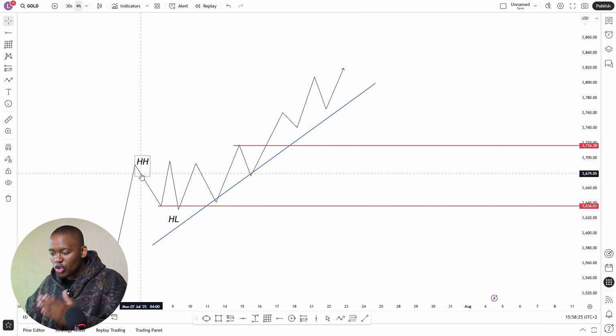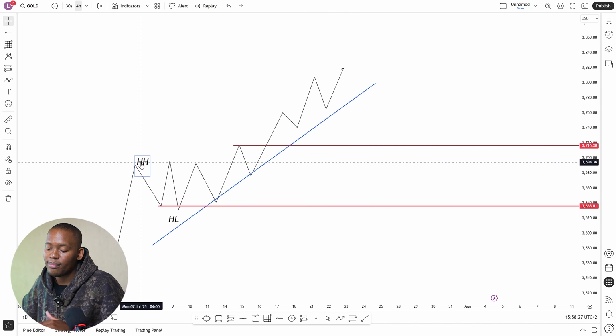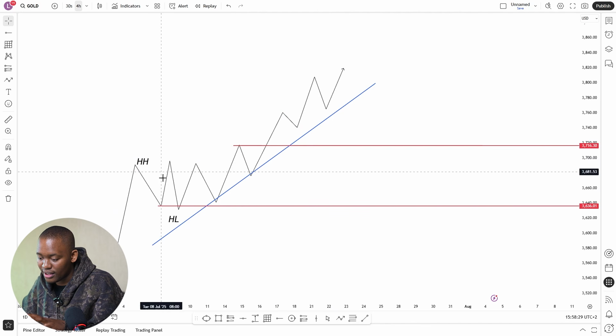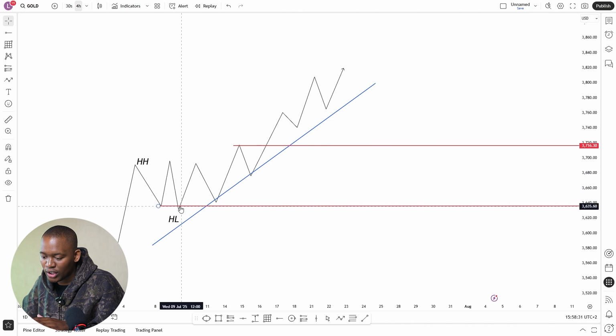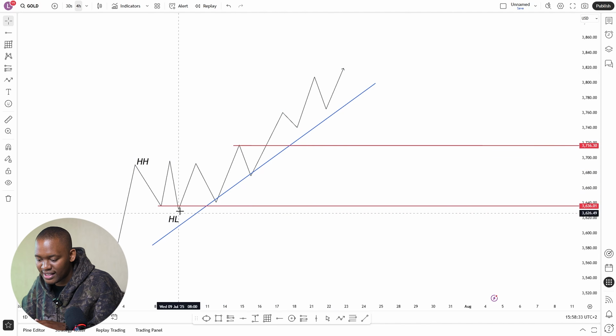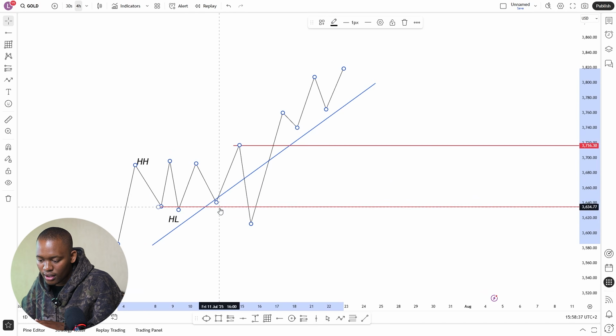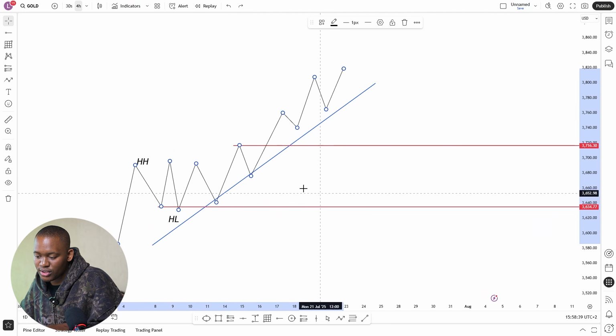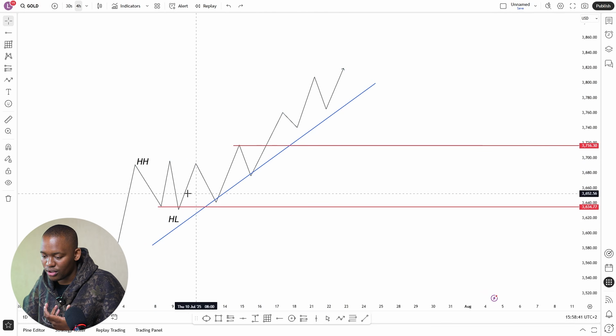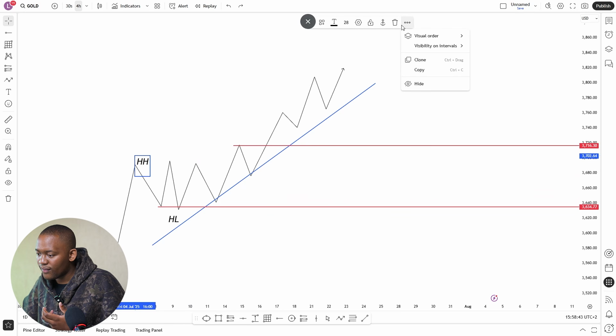So how you will know and how you can confirm that you are still in an uptrend in this instance, you guys will notice that the market just keeps respecting these higher lows. The market is basically failing to break this low, for example, which means that we are in an uptrend.